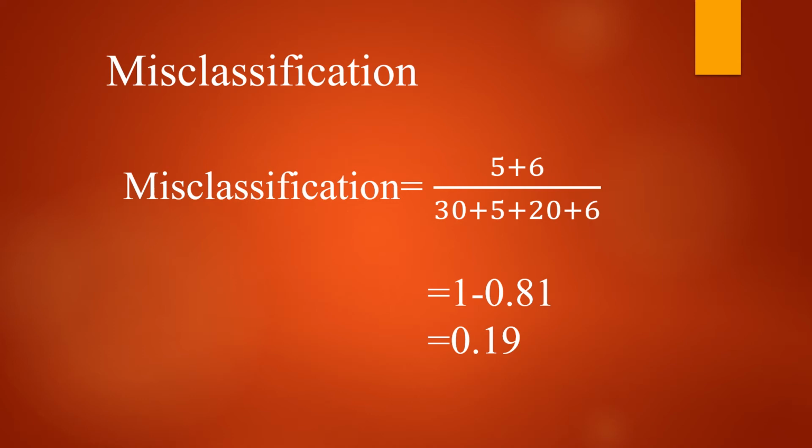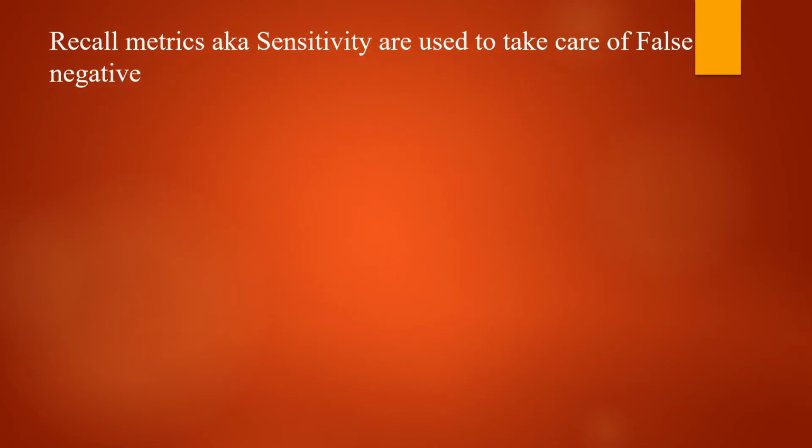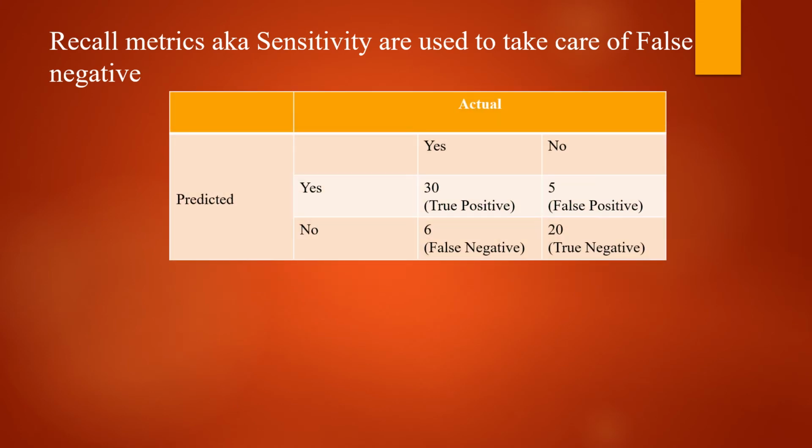Now let's look at another matrix. Let's look at recall. Recall matrix is also known as sensitivity matrix. It is used to take care of the false negative. In this, false negative is a very life-threatening situation. Actually, the person has diabetes, but our model predicts that the person does not have diabetes. Here, the person has to be administered insulin on an urgent basis, but they fail to administer. So, we have to reduce the false negative.